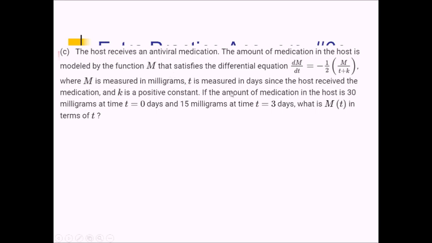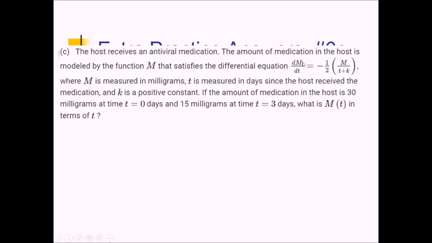If the amount of medication in the host is 30 milligrams at time 0 and 15 milligrams at time 3, so we're being given two different data points here, we want to know M of t in terms of t. So translation, solve this differential equation. And we have an initial condition of, I guess you could say, (0, 30), and we also have this other point of (3, 15) that we might use as well.